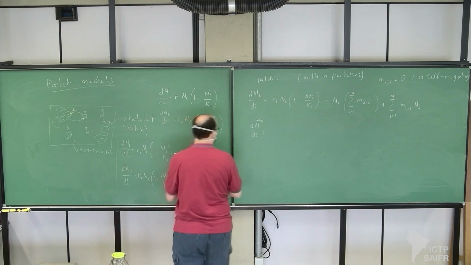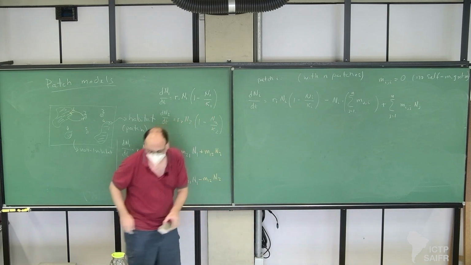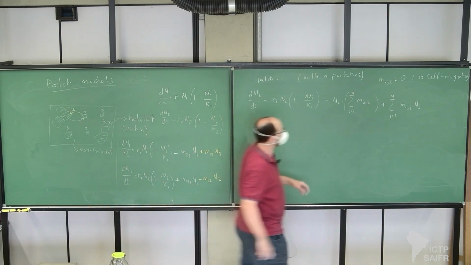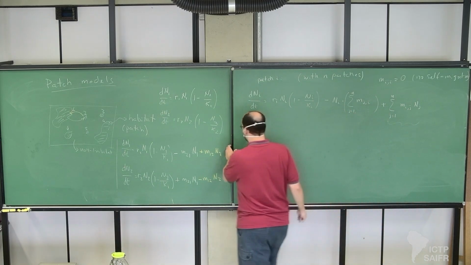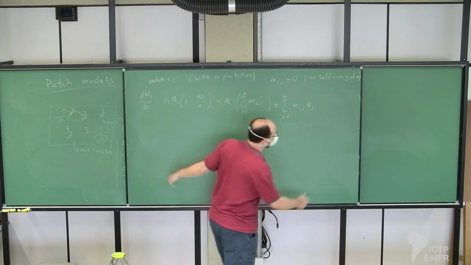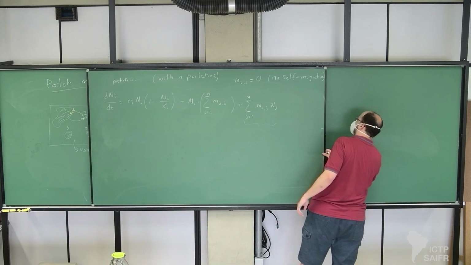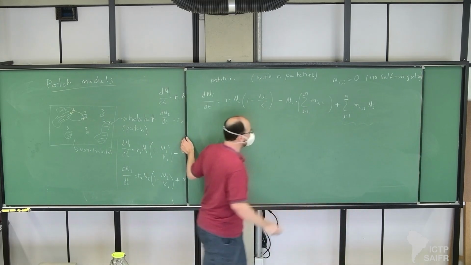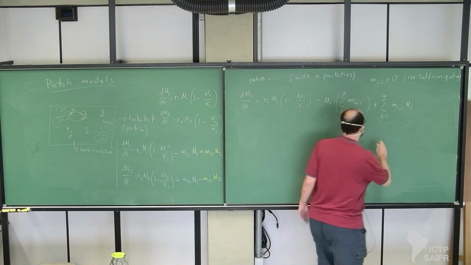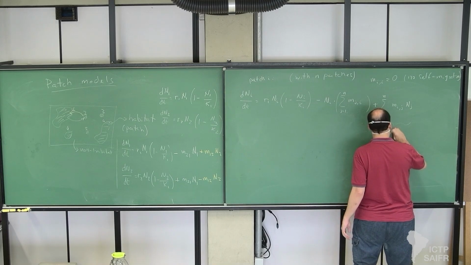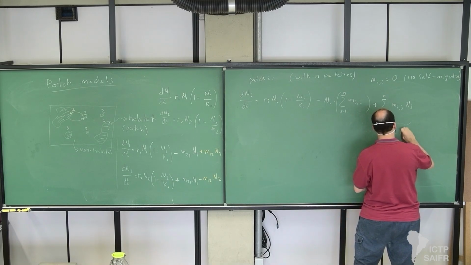Let's look at this part here first. What is this? I already erased what I had before, it was on the other board. So this is exactly, if I define a matrix M, this is exactly M times the vector N, okay?